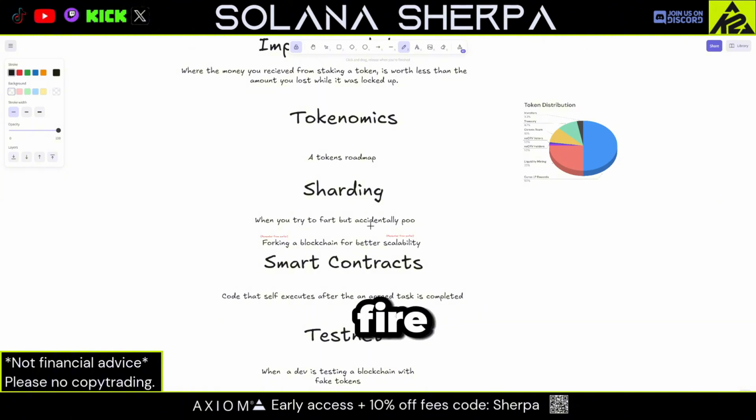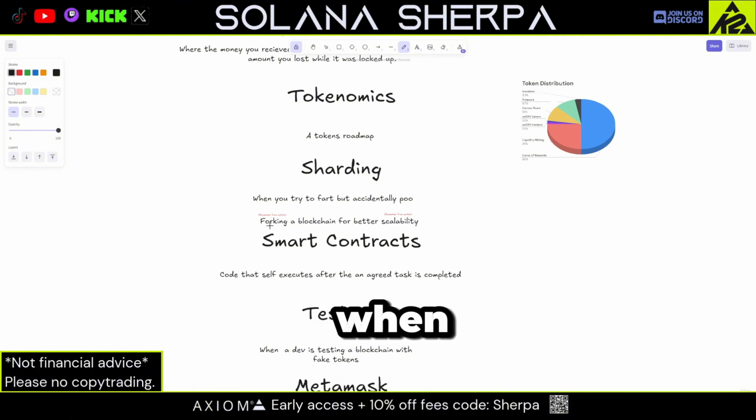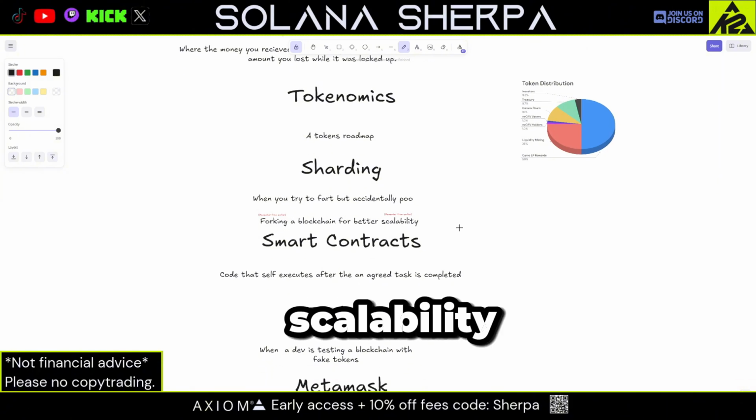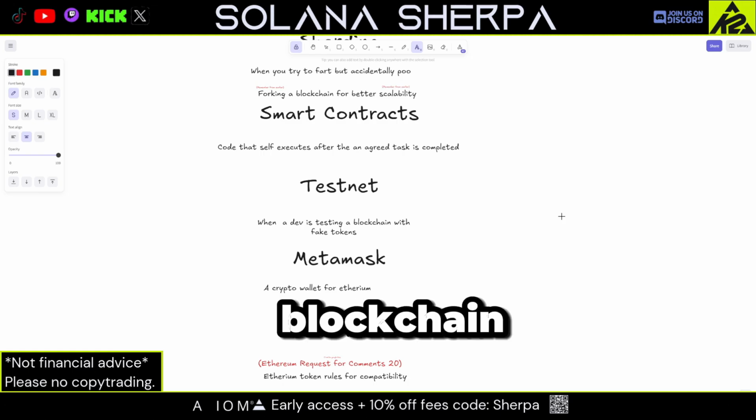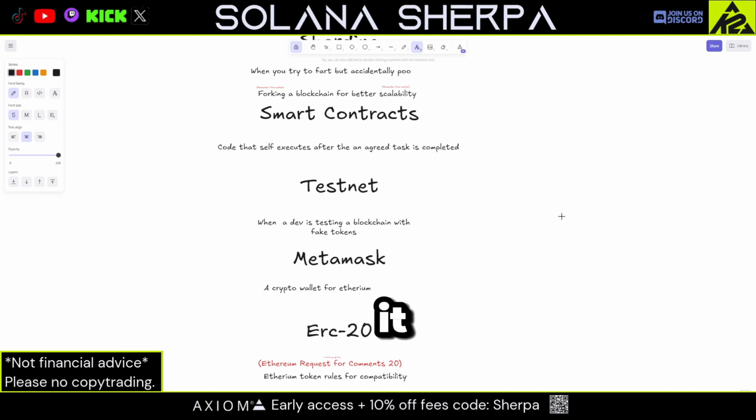Sharding is when you fork a blockchain for better scalability. Smart contracts are code that self-executes after an agreed task is completed. A testnet is when a dev has his blockchain set to testing mode with fake tokens on it, which is basically just for you to mess around and test it out and find bugs, etc. Usually testnets will be used during airdrop phases, where people will test out the program, and then they'll receive an airdrop based on how much testing they did.